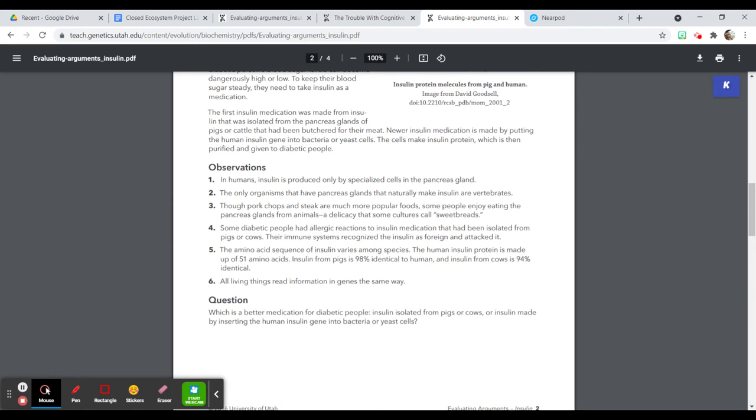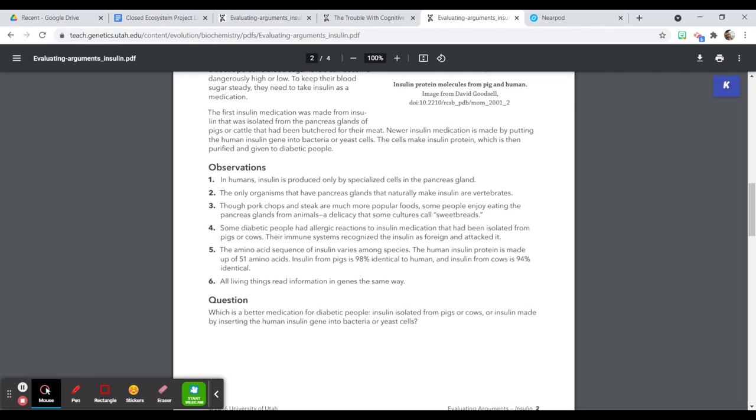2. The only organisms that have pancreas glands that naturally make insulin are vertebrates. 3. Though pork chops and steak are much more popular foods, some people enjoy eating the pancreas glands from animals, a delicacy that some cultures call sweetbreads.